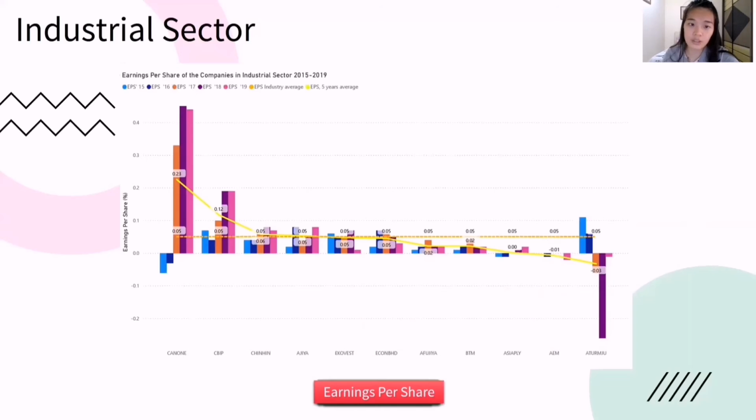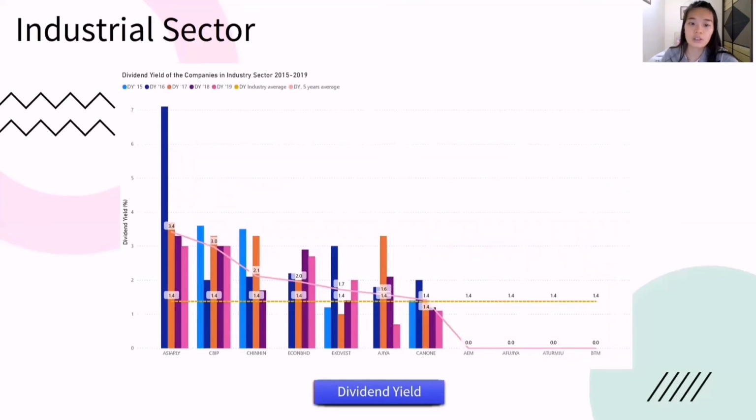From the result displayed, Can1 has the highest earnings per share, which indicates that it's more valuable, while ATU Maju has the lower and negative ratio among these competitors. In addition, the industry average of dividend yield in the industrial sector is 1.4%. From the result shown, Asia Fly has the highest dividend yield among these competitors, while AEM, Afujiya, ATU Maju, and PTM have no dividend yield.